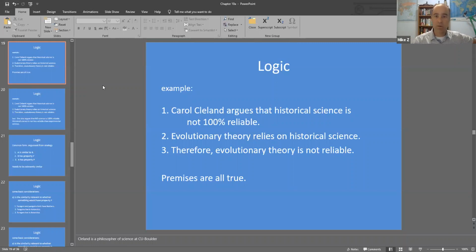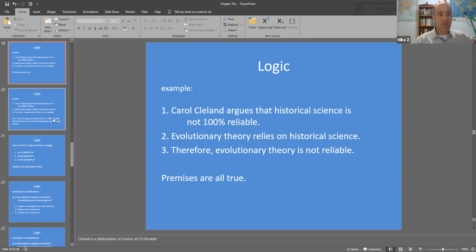Well, all of these premises are true. She indeed has argued that historical science is not 100% reliable. And it indeed is true that evolutionary theory relies on historical science. So it seems like this is a really good argument based on reporting from an authority.